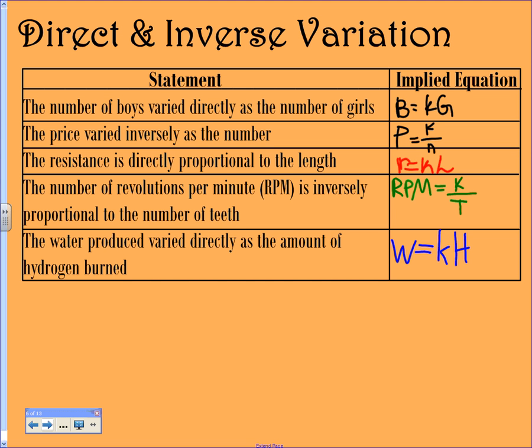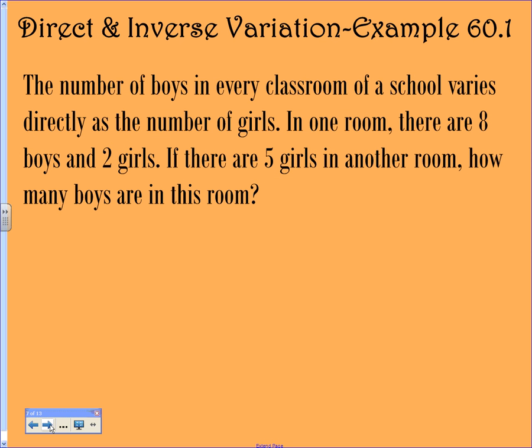Do you agree? All right, so we're going to use this information in word problems. So don't write the whole problem. We're just going to work them. The number of boys in every classroom of a school varies directly as the number of girls. So Anna, would you like to come write the equation for it?